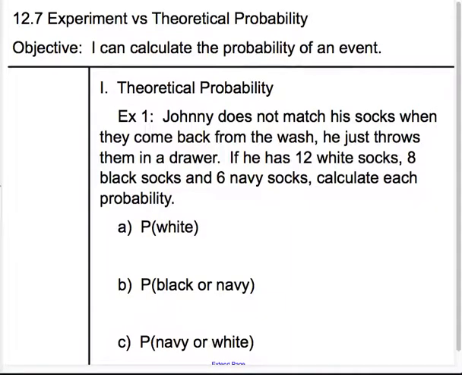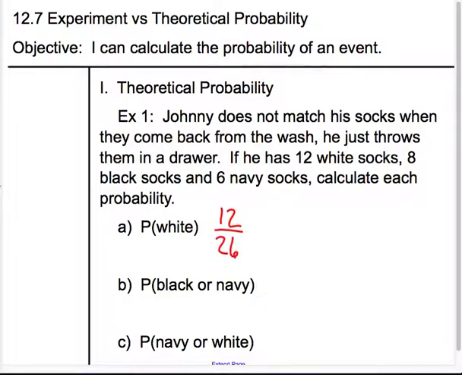So we're just going to take a look at calculating some simple probability for today. So our first example is Johnny just throws his socks in the drawer. He's got 12 white socks, 8 black socks, and 6 navy socks. So what is the probability that Johnny randomly grabs a white sock out of his drawer without looking? Well, the number of favorable outcomes would be 12 because he has 12 white socks in his drawer. And the total number of possibilities would be all of his socks. So 12 plus 8 is 20, plus 6 is 26.